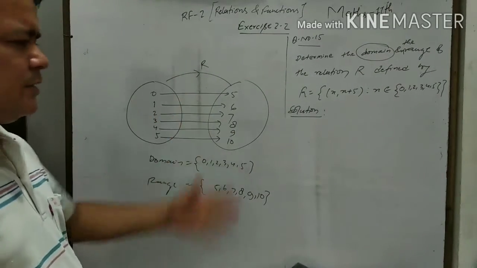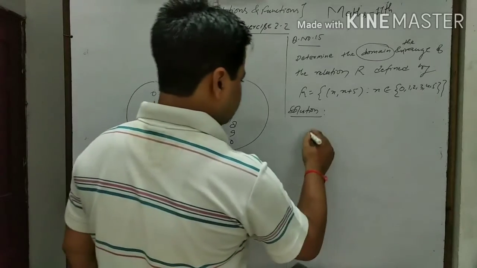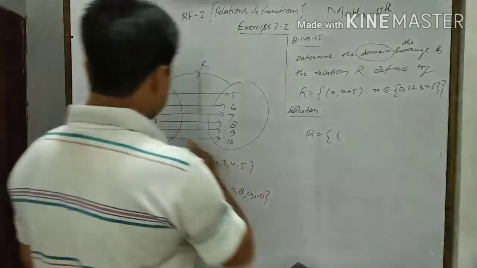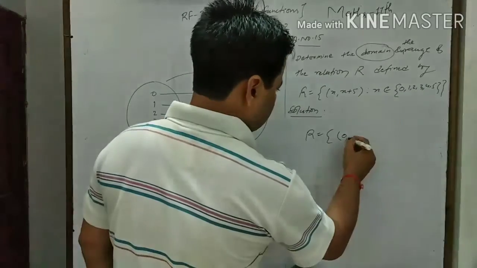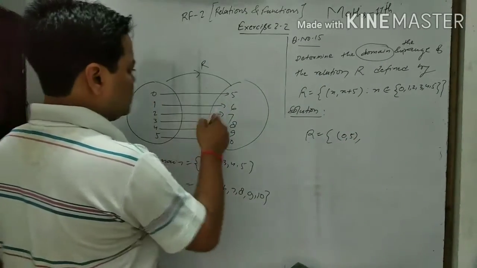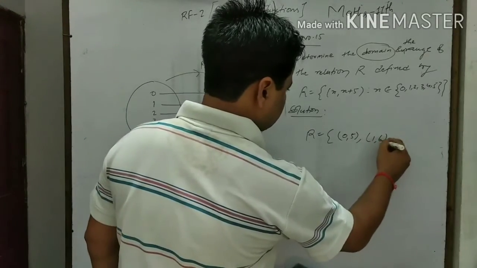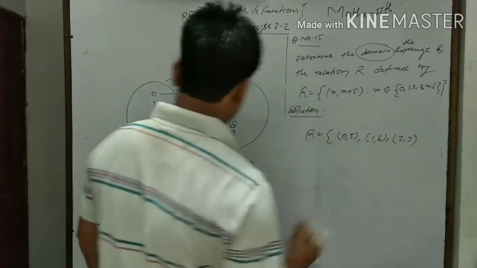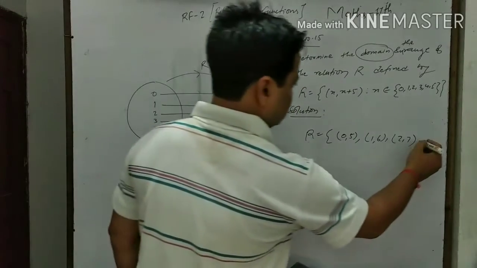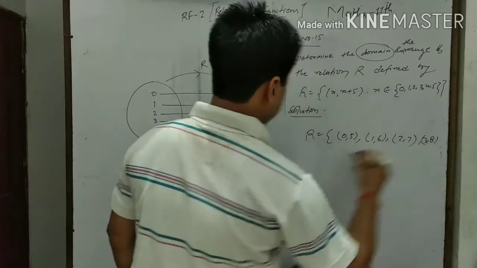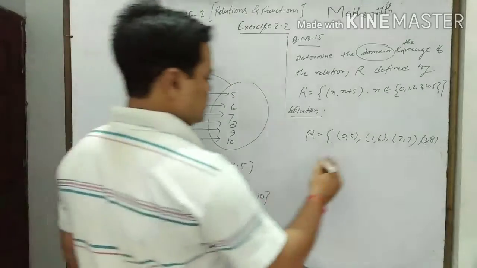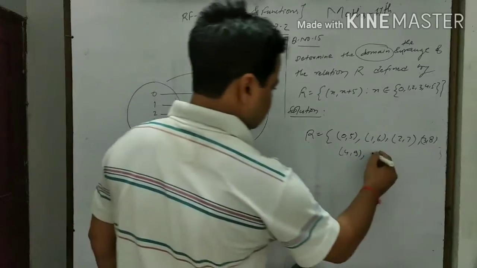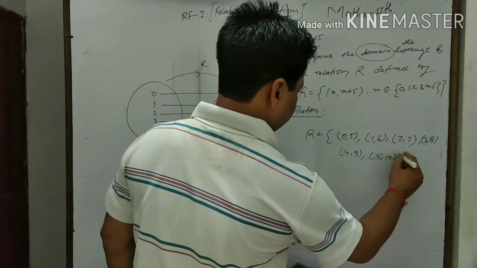And if you want to write the set in roster form, we can write like this way: (0, 5), after that (1, 6), again (2, 7), (3, 8), after that (4, 9), and (5, 10).